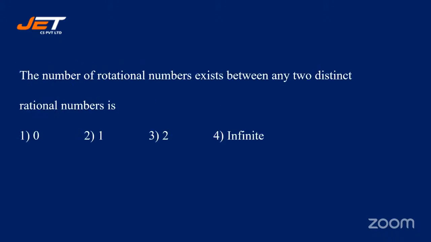The number of rational numbers that exist between any two distinct rational numbers is dash. Yes. So let me read out the answers.